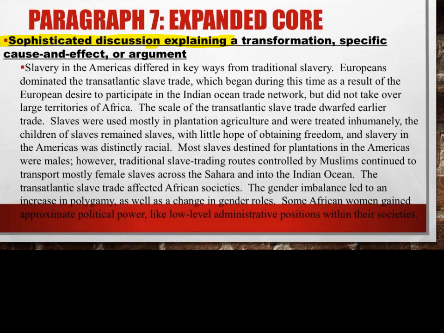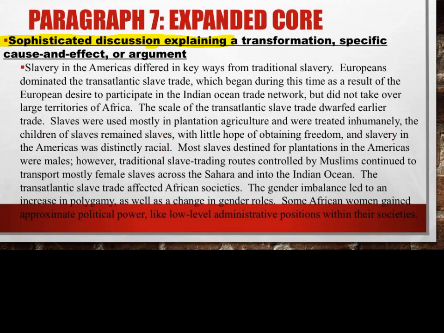Okay. The scale of the transatlantic slave trade dwarfed earlier trade. Slaves were used mostly in plantation agriculture and were treated inhumanely. The children of slaves remained slaves, with little hope of obtaining freedom. And slavery in the Americas was distinctly racial. So hopefully you see what I'm doing here is I'm really focusing on the different aspects of slavery that existed in the Americas.